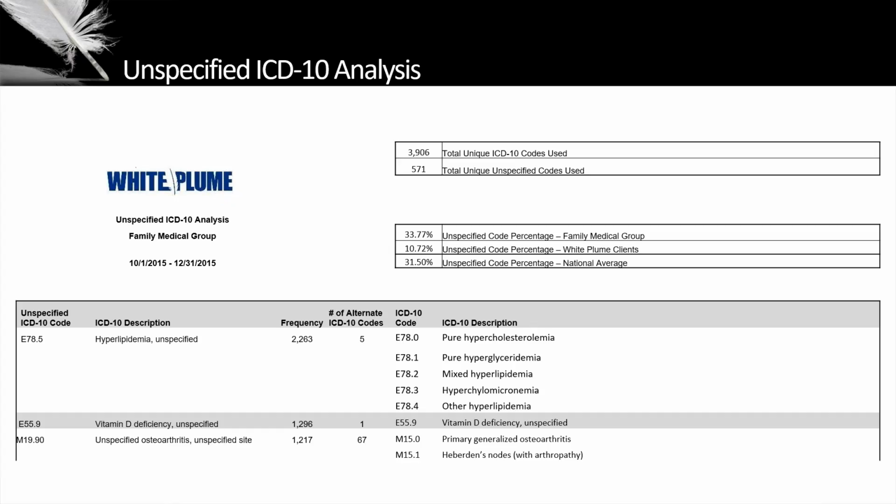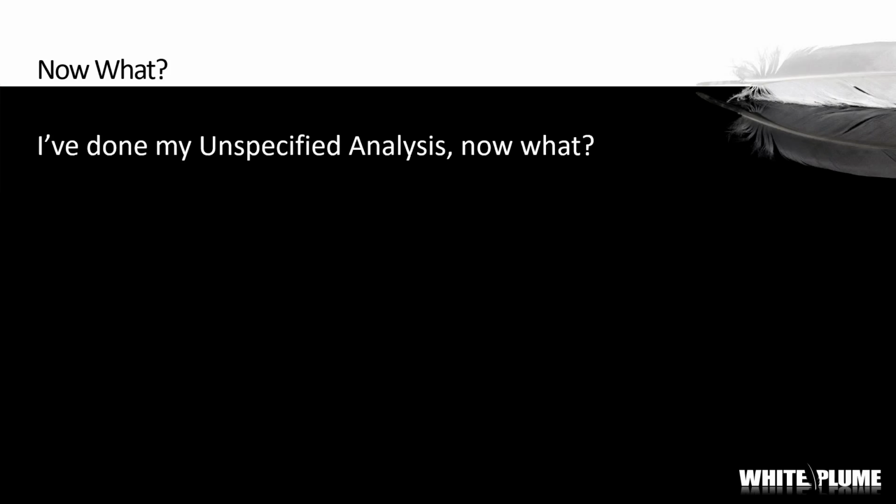And that's what I want to spend the majority of our time on today, is how do I take that information and use it to make my transition to ICD-10 in 2016 as successful as it was in 2015, right? So I've done my unspecified analysis. Now what, right? Well, the first thing that I would recommend doing is working top down. Let's start at the top of that report. Let's focus on your most frequently used unspecified codes before we focus on the ones that you're using very seldomly, right? Those are the ones that pose the biggest risk to your practice. If we start there, you'll get the biggest bang for your buck.